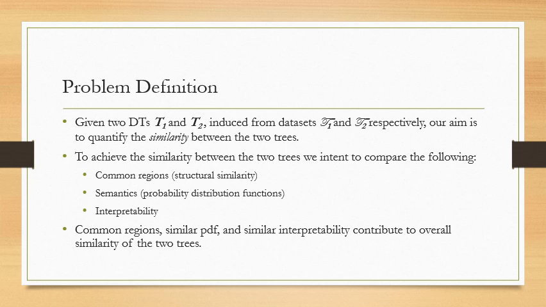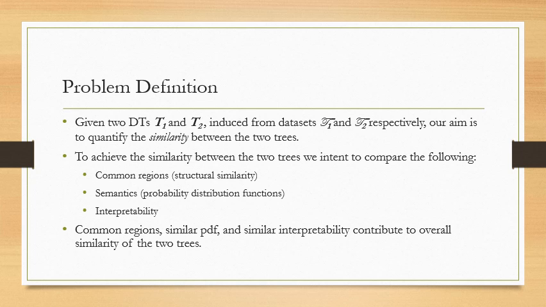So the problem definition of the research paper is as follows: given two decision trees, say T1 and T2, which are induced from different data sets, we would like to quantify the similarity between these two decision trees, right? To achieve that, we will have to first compare a few things. What are they? They are the common regions, which is the structural similarity.